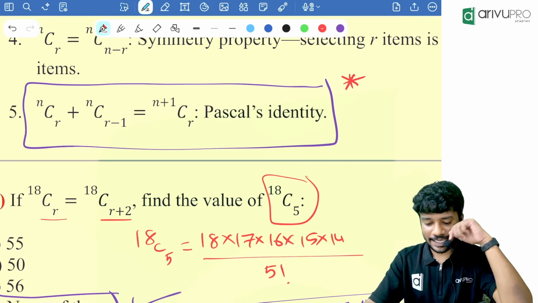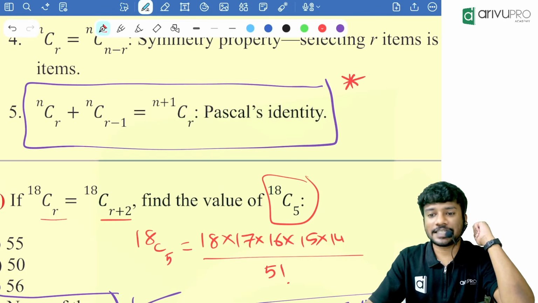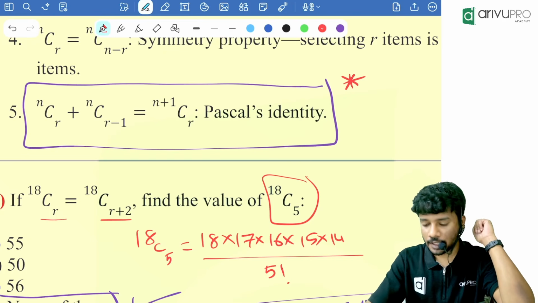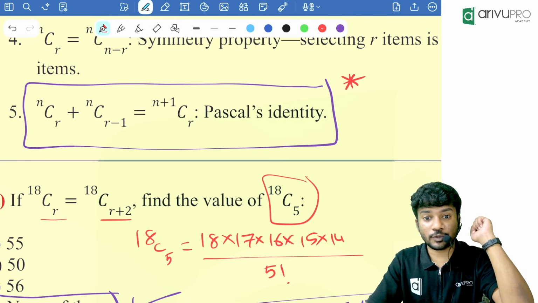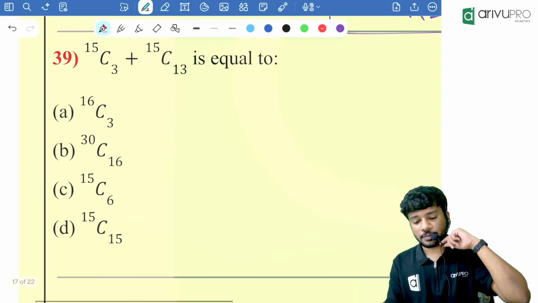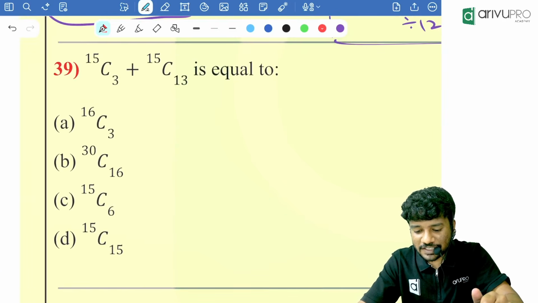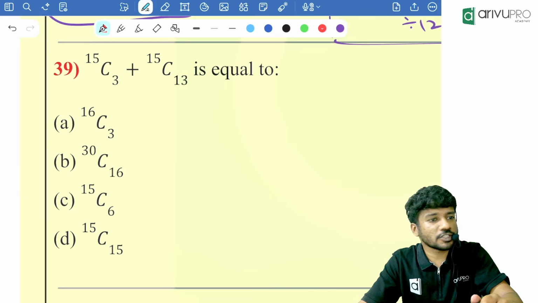nCr plus nC(r-1) is equal to (n+1)Cr. Done now? Can we solve one question based on this? This is the question, people. 15C3 plus 15C13 is equal to how much?